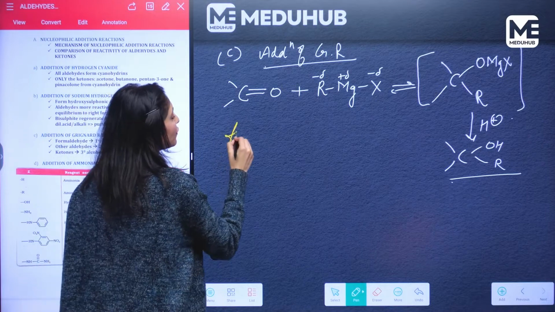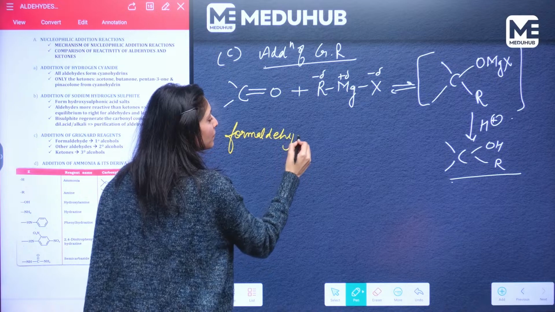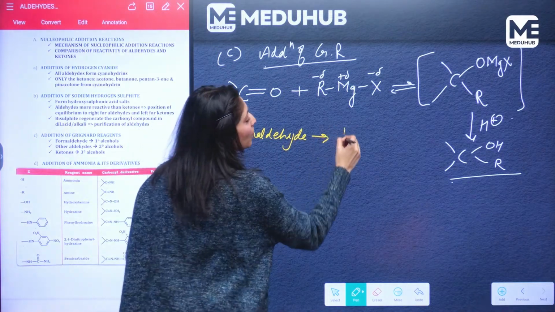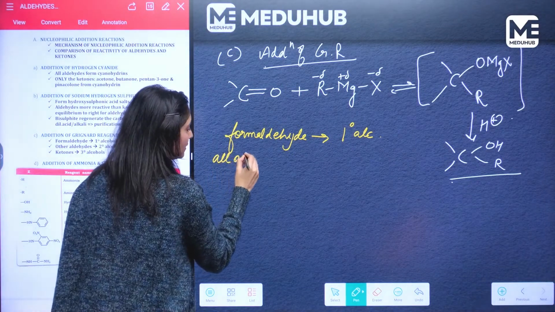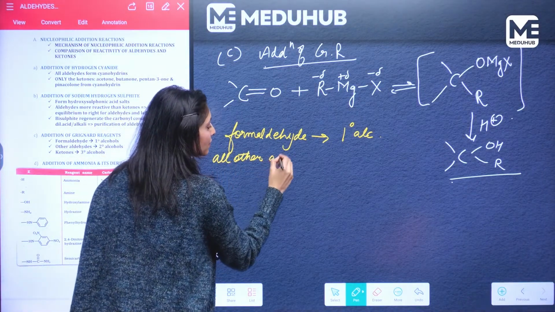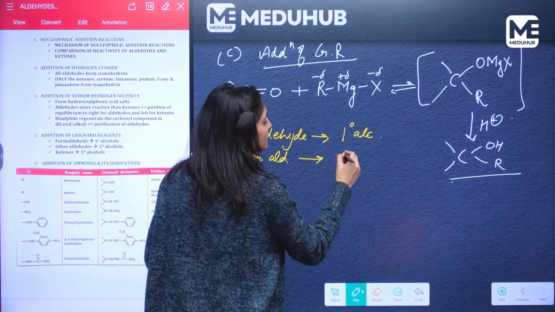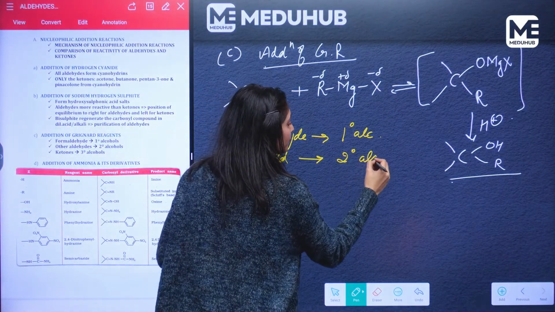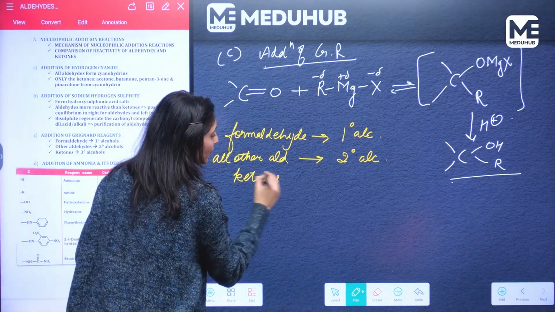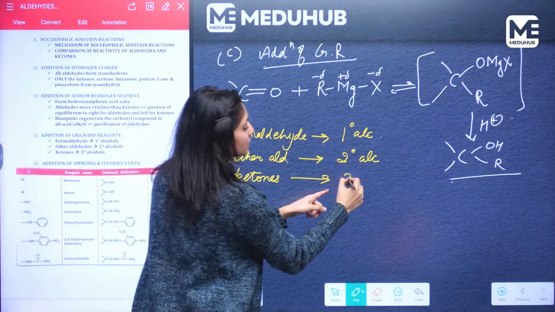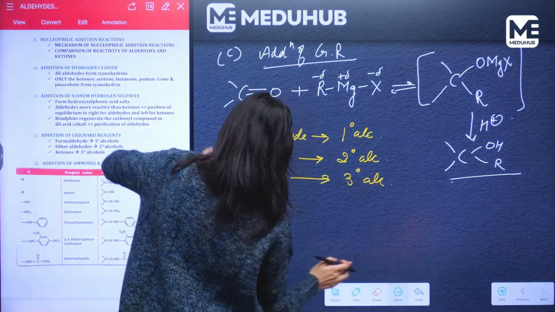So if we have formaldehyde, we get a 1 degree alcohol. All other aldehydes on reaction with a Grignard reagent give us a secondary alcohol, and ketones with Grignard reagents give us a tertiary alcohol. Let us take some examples.